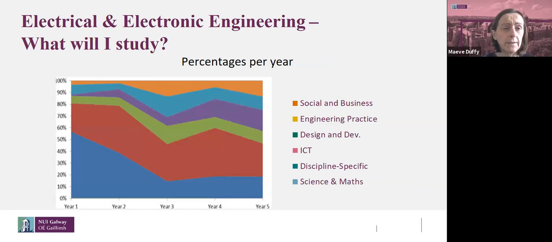So what types of areas do you study when you do electrical electronic engineering? So this is a graph showing you the breakdown in the different areas of study in electrical electronic engineering. So these are quite general areas for now. I'll show you the modules on the next slide.